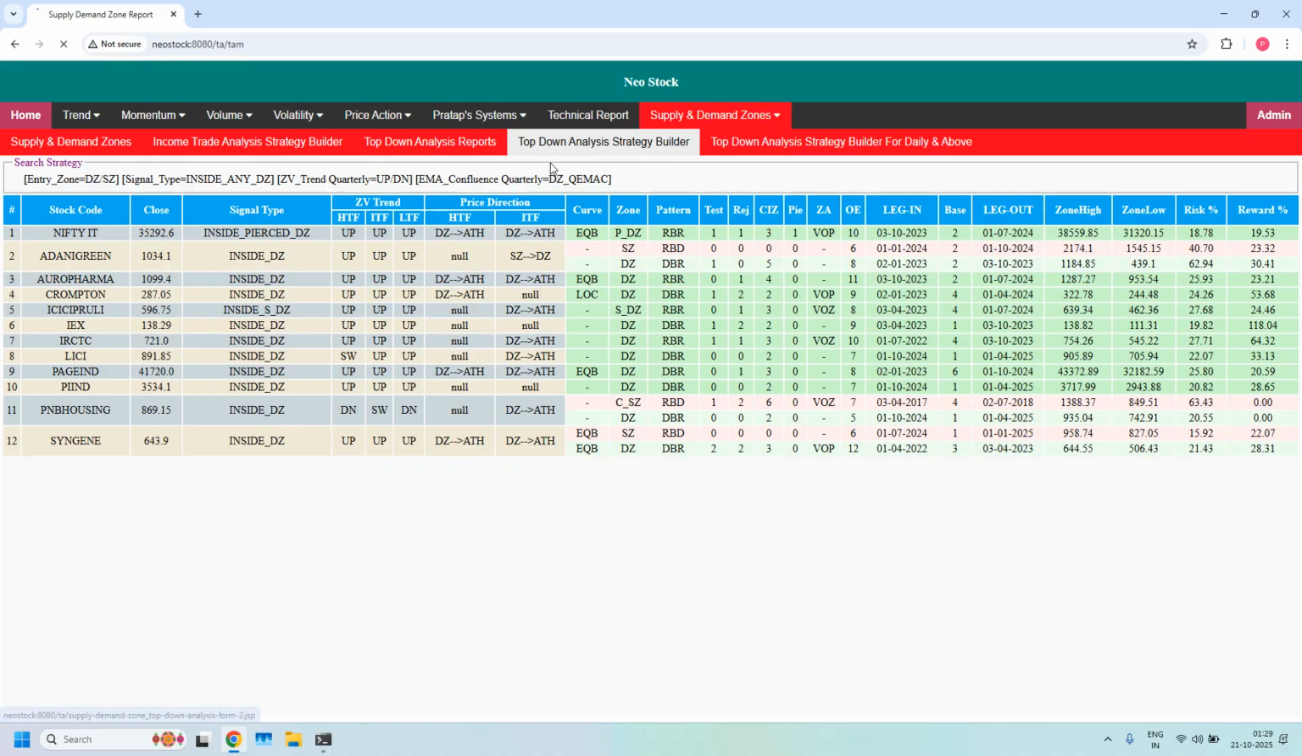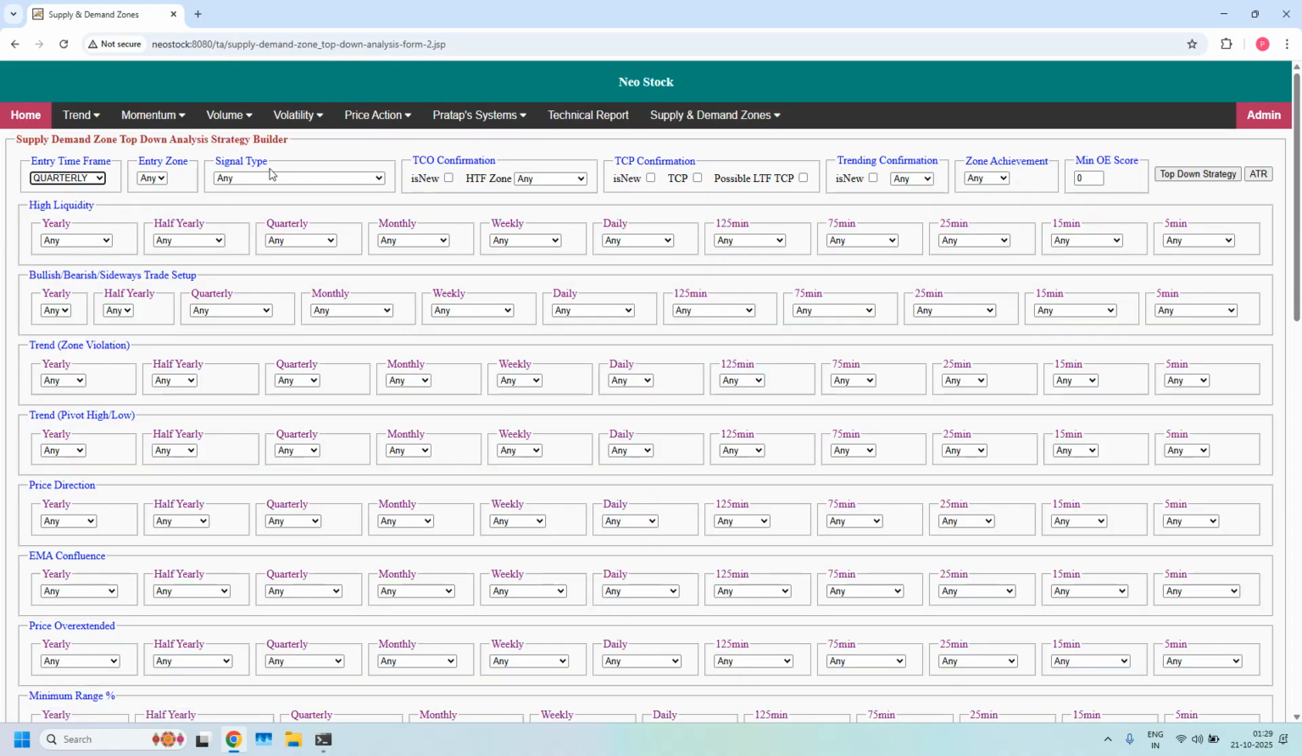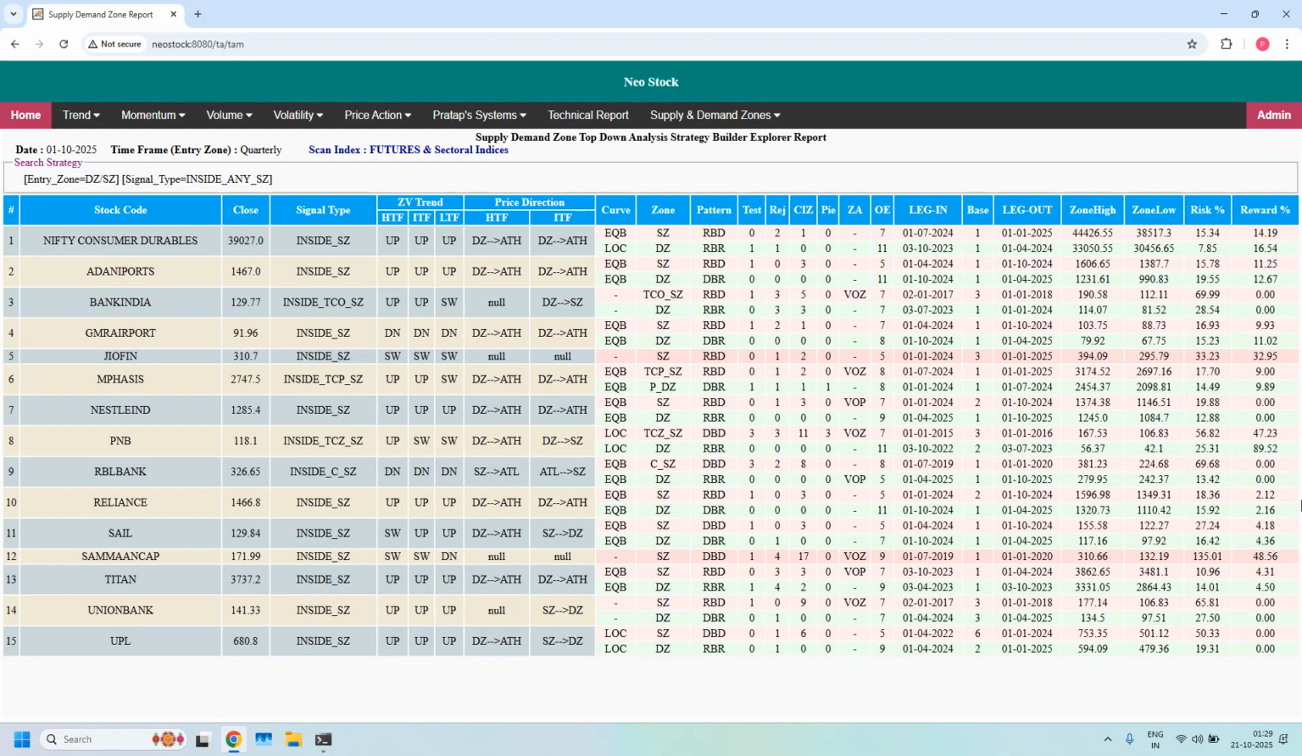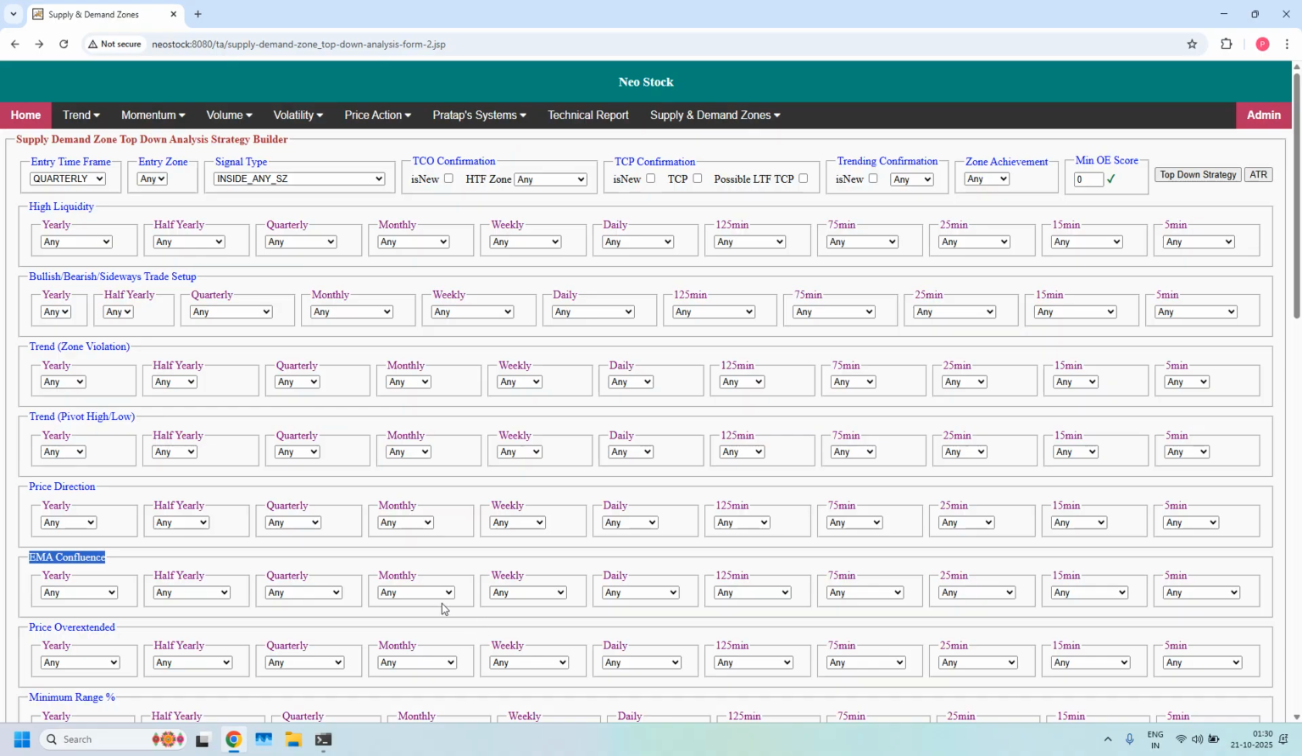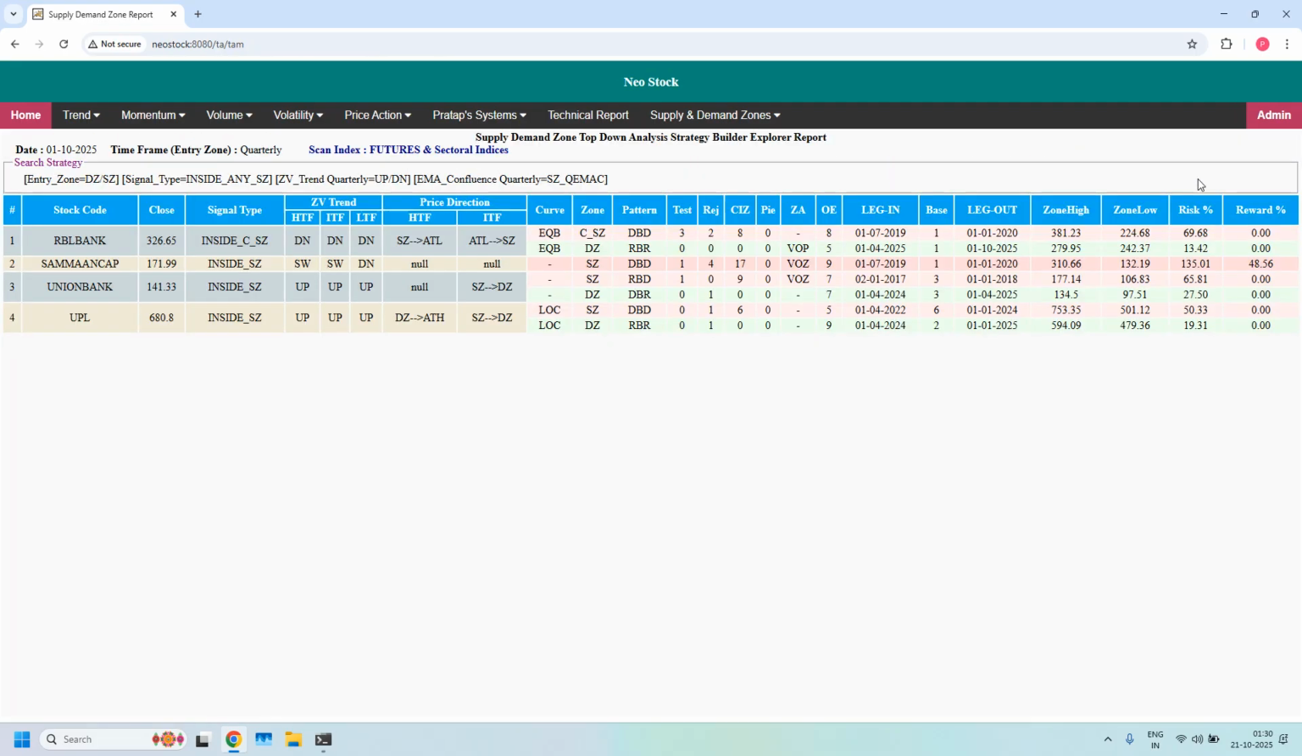Okay, next price closed inside the quarterly supply zone. We got 15 stocks. We can further filter this list based on the quarterly supply zone having quarterly EMA confluence, and the trend on the quarterly should not be sideways. We got 4 stocks.